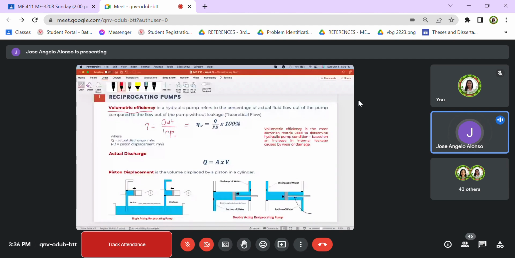So output divided by input pa rin naman. Ang output nga lang natin dito will be the actual discharge or ito yung volumetric flow rate ng ating fluid divided by the piston displacement. Later, we will define ano ba yung piston displacement at paano siya nakukuha. Pero piston displacement is the theoretical flow without leakage. So ito yung actual discharge is the piston displacement minus leakage. And later, makikita natin na hindi leakage ang tawag when it comes to volumetric efficiency or reciprocating pump. Ang tawag sa kanya is slip, S-L-I-P.